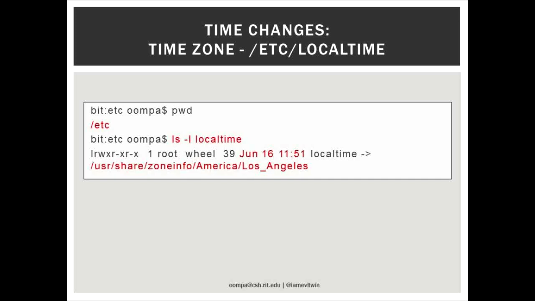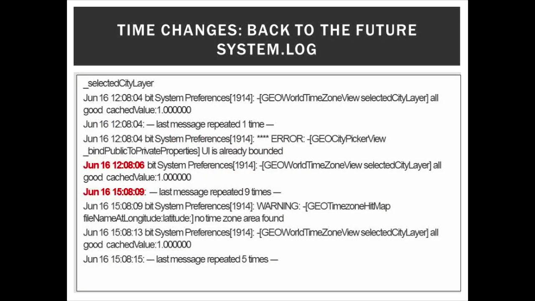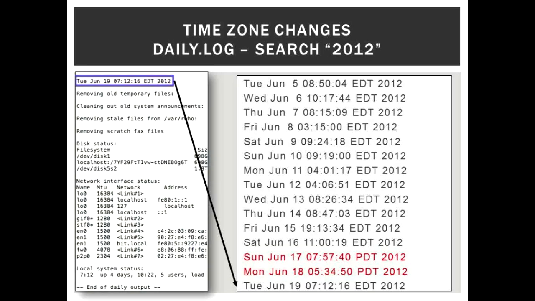Looking at the link for /etc/localtime, we can see what the time zone is set as and when it was last changed. For example, here the time zone was last changed to LA time on June 16th. And going back to the future, we can see that this person tried to change the time to the future, so it just jumped 3 hours ahead. It looks like, with the geo world time, they did it using time zones. So these are things you need to look at and be aware of.